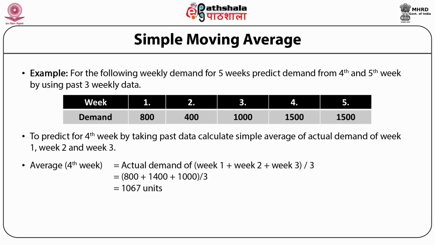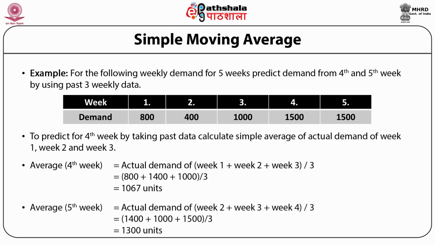and it would be 1067 units. For fifth week, the average would be actual demand of week 2 plus week 3 plus week 4 divided by 3, which would be 1400 plus 1000 plus 1500 divided by 3, and that would give us 1300 units. The topic is which time period to select.